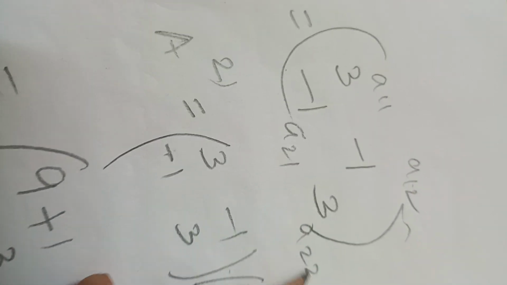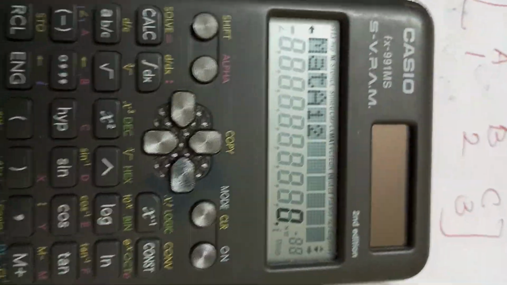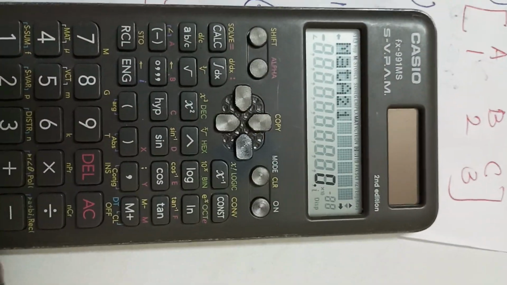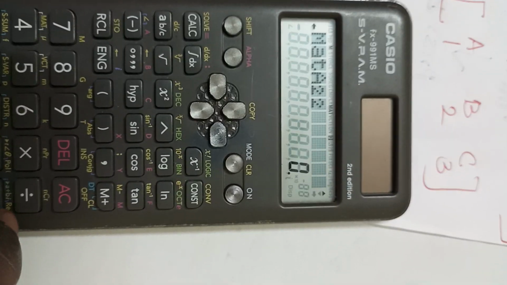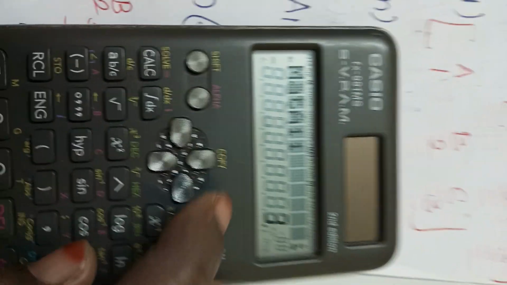Mat A11, so this is A11, A12, A21, A22. Now I am going to enter here A11, press 3. A12, minus 1. A21, minus 1. A22, press 3. So Mat A will be stored in the calculator.